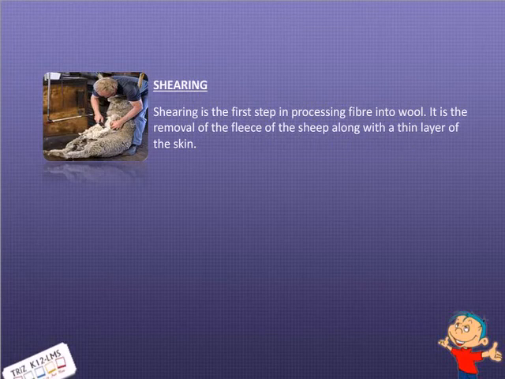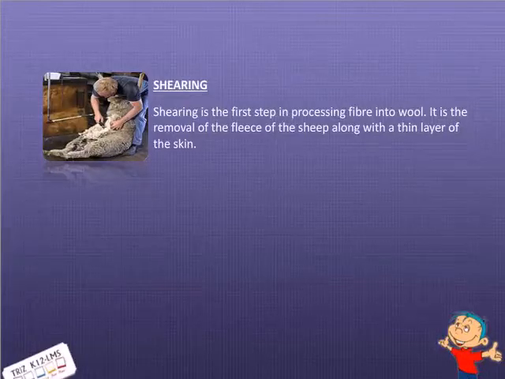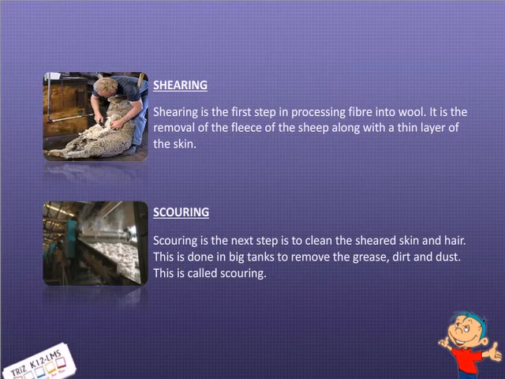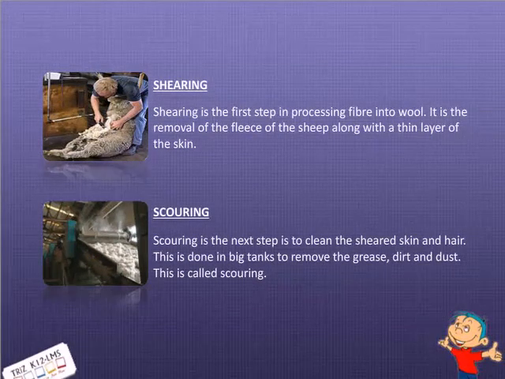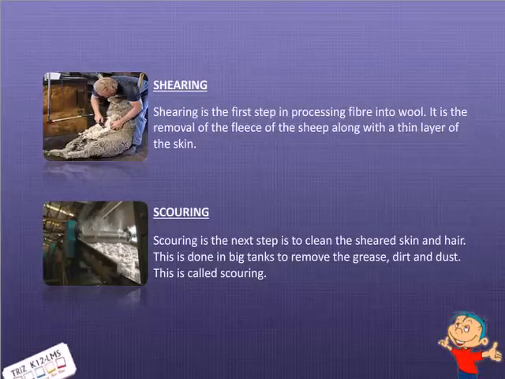Shearing. Shearing is the first step in processing fiber into wool. It is the removal of fleece of the sheep along with a thin layer of the skin. Scouring. Scouring is the next step, to clean the sheared skin and hair. This is done in big tanks to remove the grease, dirt and dust. This is called scouring.